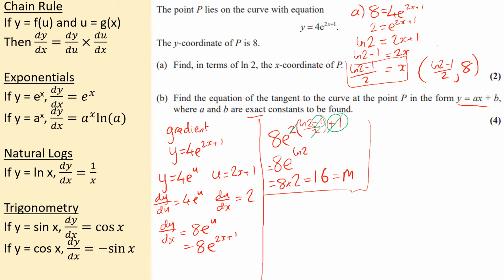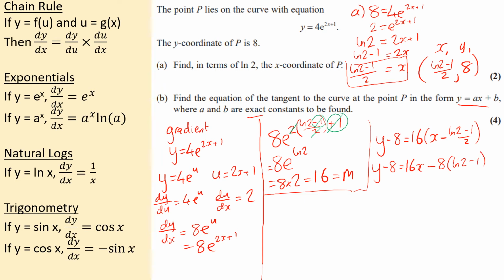So we've got our x1, y1, we've got our gradient. If we want to find a tangent, we can now sub that all in. So y minus y1, so y minus 8 equals m(x minus x1), x minus (ln2 minus 1) over 2. We can then expand that, so y minus 8 equals 16x, and then 16 divided by 2 is going to give us 8, so minus 8 lots of (ln2 minus 1).